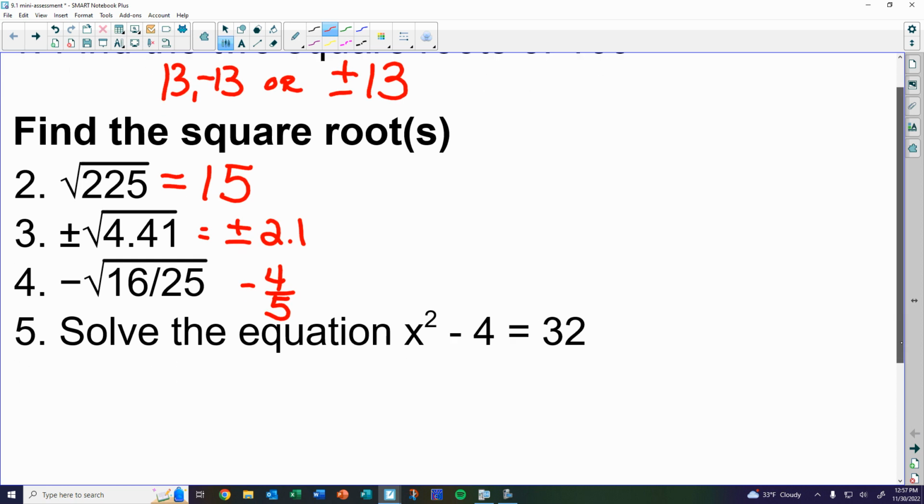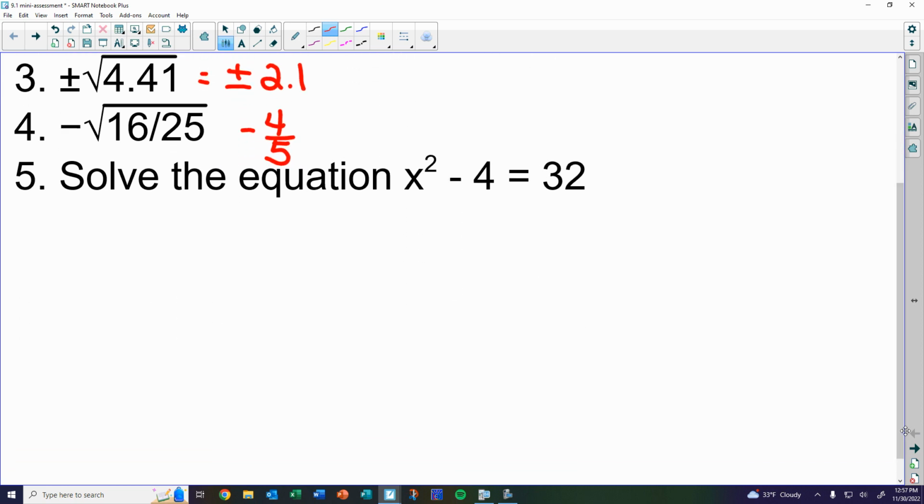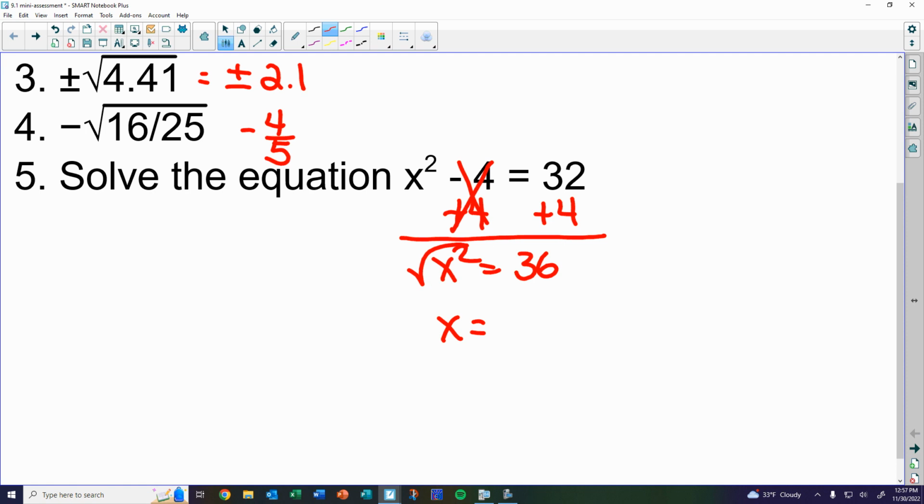All right. The equation, remember, we have to get x squared by itself. So we add 4 to both sides. That cancels out. I'm left with x squared equals 36. And then to get x by itself, we square root both sides. The square root of 36 is 6, and negative 6. Don't forget that in the equation, it's both roots, because negative 6 squared is also 36. When you plug that in, you get 36 minus 4 is 32. So both numbers work. You have to have 2 solutions when you're doing these equations. Okay?